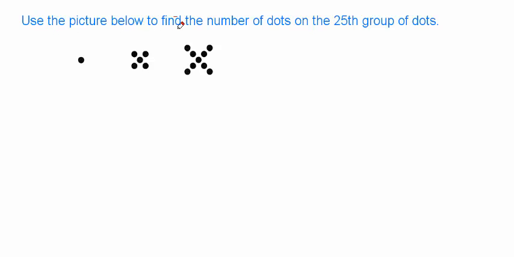Use the picture below to find the number of dots. So these are dots in groups. We have the first group, the second group, the third group, and then you need to find how many dots are there in the 25th group. And once again, our first job is to write these numbers down. The first group, or T1, has got 1 dot.